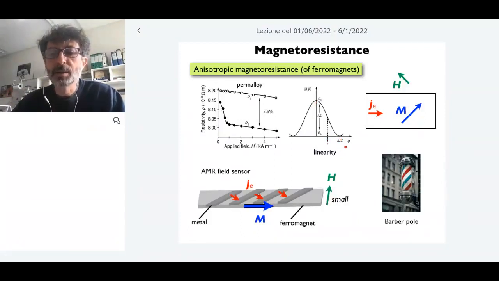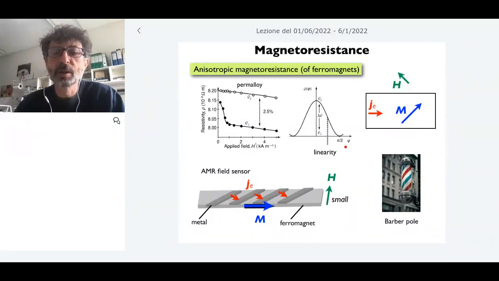If we would like to use this as a sensor for the field, in any case, this effect is nonlinear. It's nonlinear because you have the cosine. But if you have the cosine, there is one precise point, which is pi divided by 4, where it's approximately linear. So if you want to build a linear sensor, you need to go at an angle of the magnetization that is exactly 45 degrees with respect to the current.